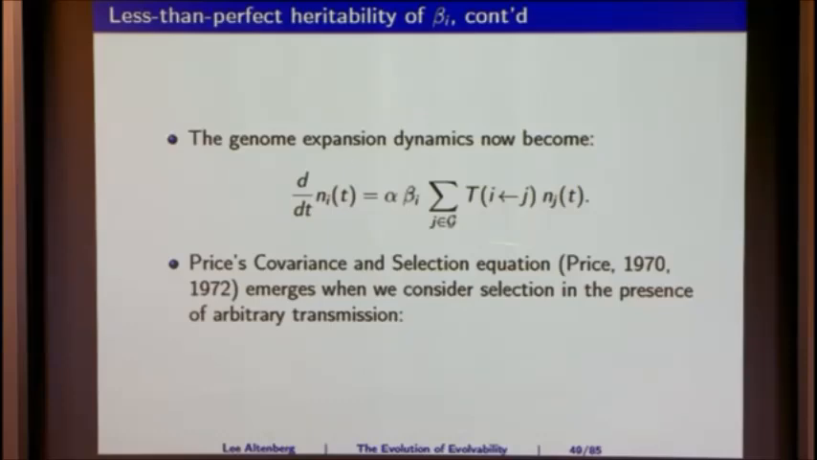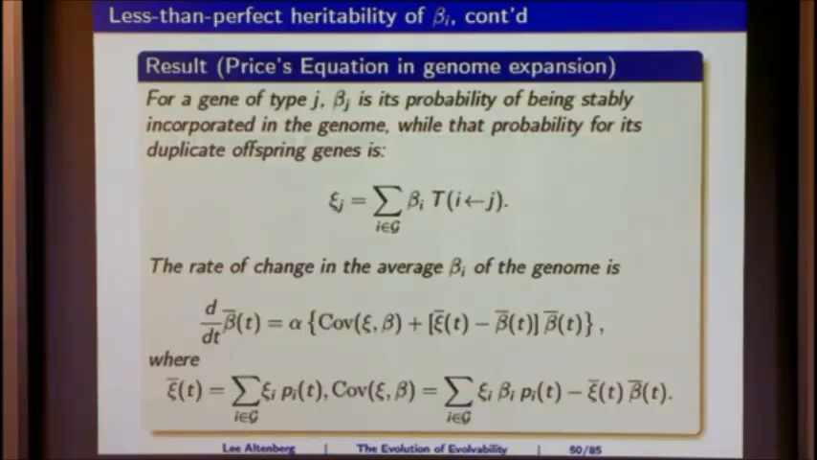And here we can invoke Price's covariance and selection equation for this arbitrary transmission, and we get this relationship: the change in time of this probability that a new gene produces an advantage is equal to these terms. So here's basically the difference. These averages, that difference there, is the effect of gene duplication, the secular effect, the bias that it has on the probability. So if it pushes it down, then this is a negative rate.